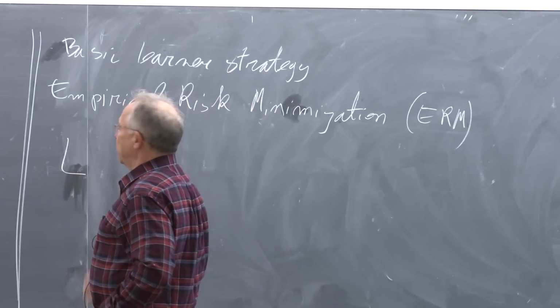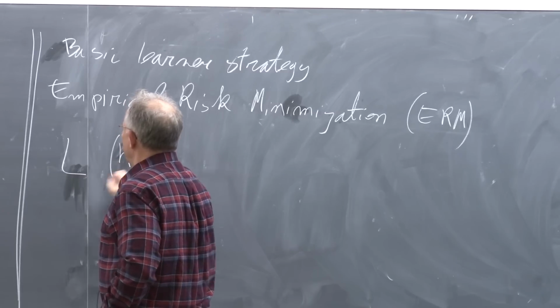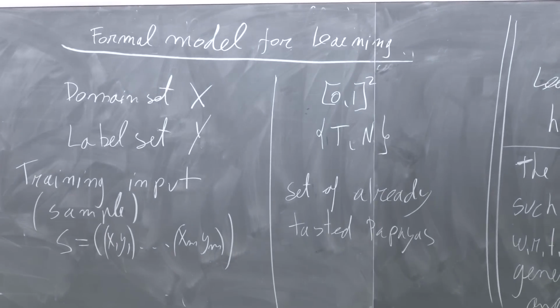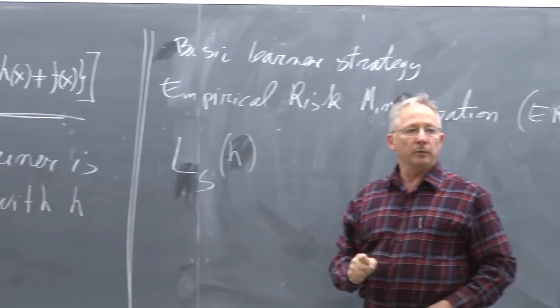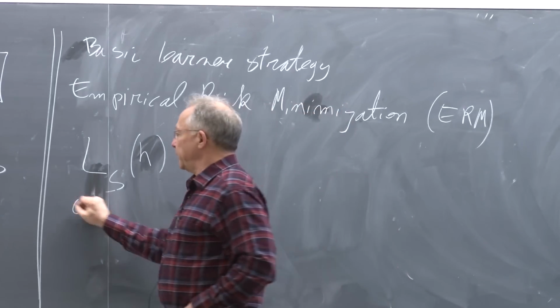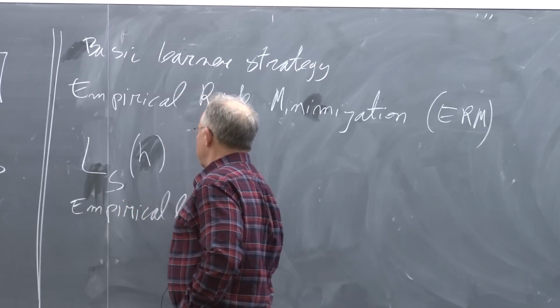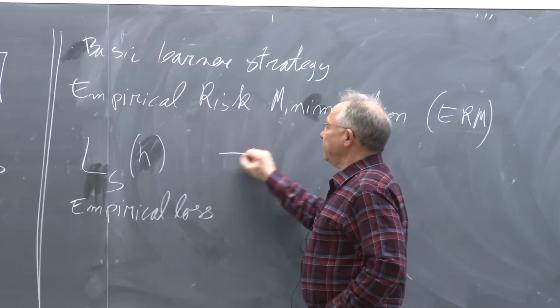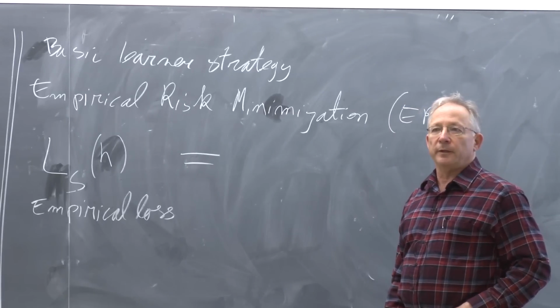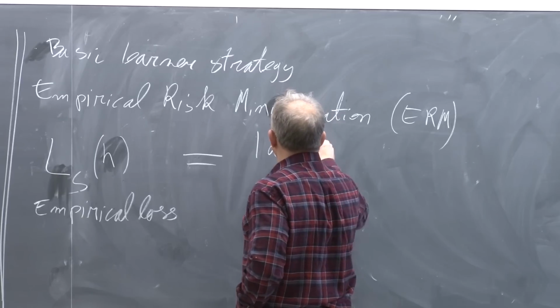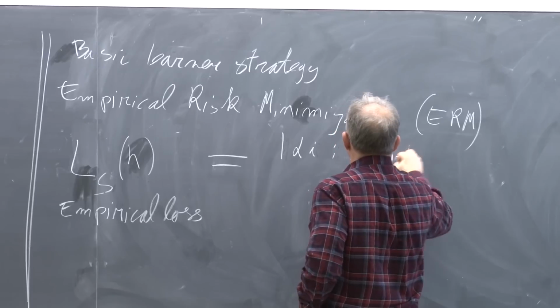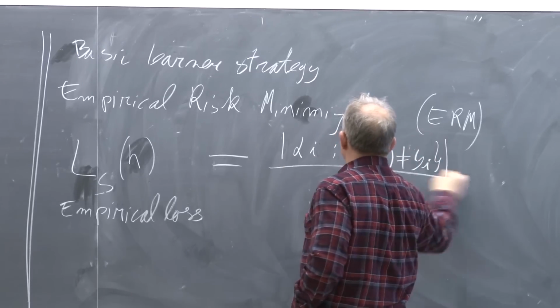So we define the loss of H with respect to the sample. You remember, the sample is a sequence of points and their labels. See, this was the loss of H with respect to the true data. But this is the loss of H with respect to what we have seen. It is also called the empirical loss of H. And how will it be defined? It will just be defined as the fraction of points on which our H errs. So it's going to be the size of the set of all i such that H of xi is not equal yi, divided by the size of S.